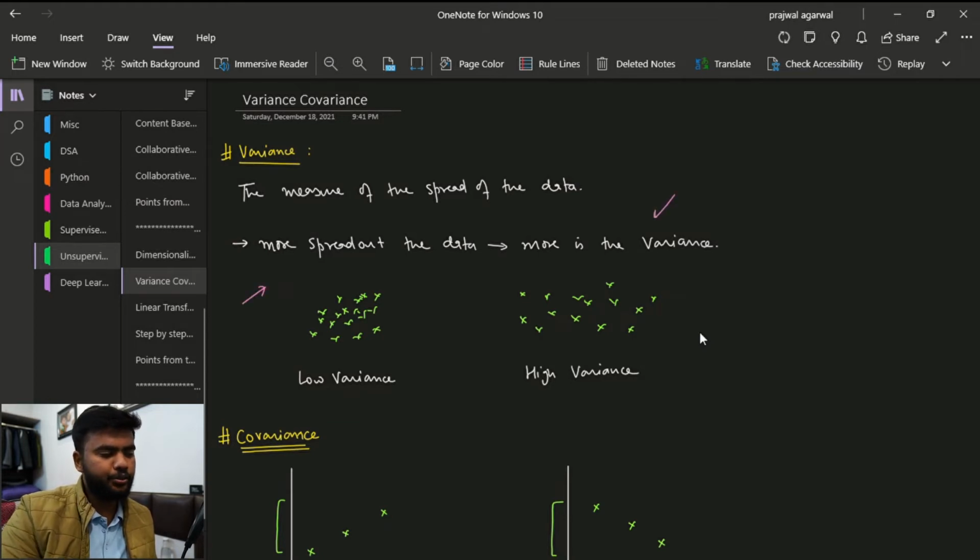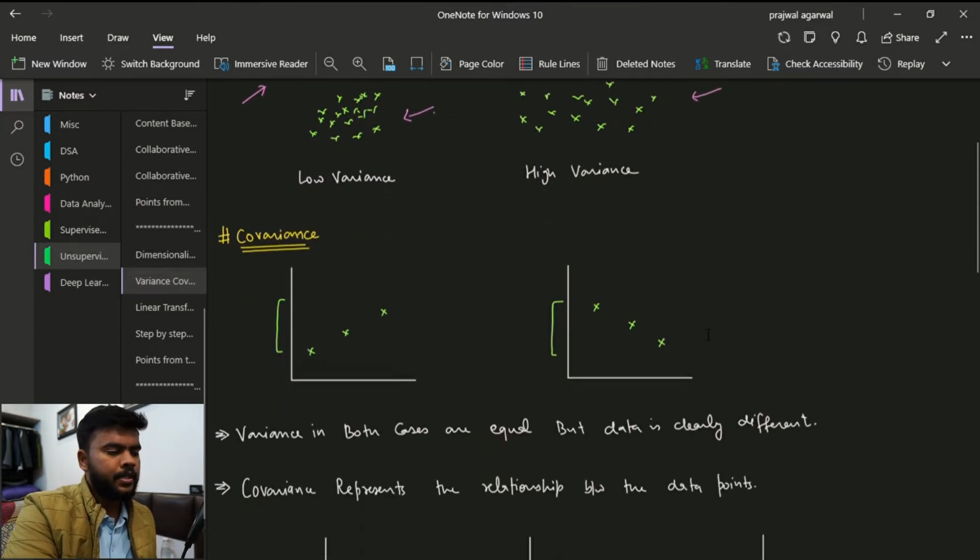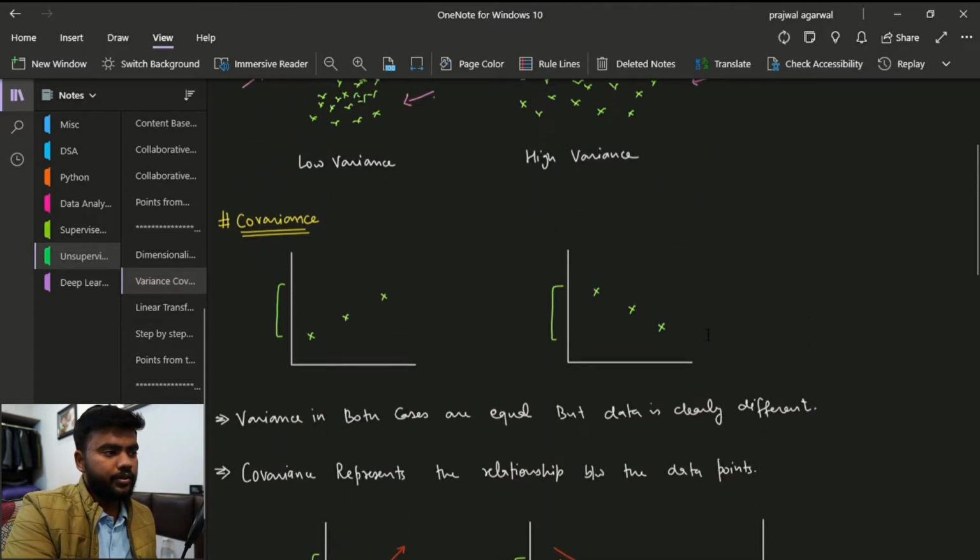So there are two types of data here. This one has low variance and this one has high variance. It is very clearly visible. And now, what is covariance?